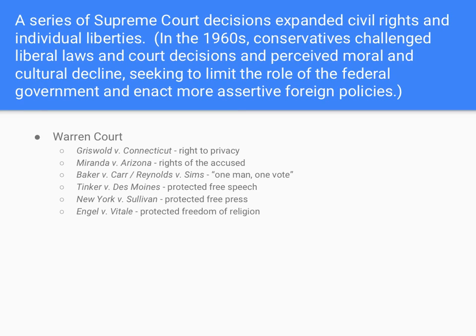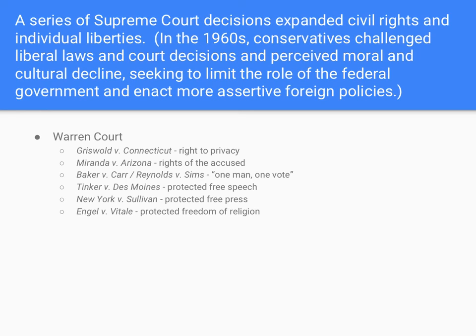In fact, under the Warren Court, we get a series of Supreme Court decisions which expanded civil rights and individual liberties. And so in the 1950s and 60s, we see a lot of controversial Supreme Court decisions, a lot of conflicts over that interpretation of the Constitution and whether or not it really does protect these civil rights and individual liberties. The key concept continues by saying, in the 1960s, conservatives challenged liberal laws and court decisions and perceived moral and cultural decline, seeking to limit the role of the federal government and enact more assertive foreign policies.